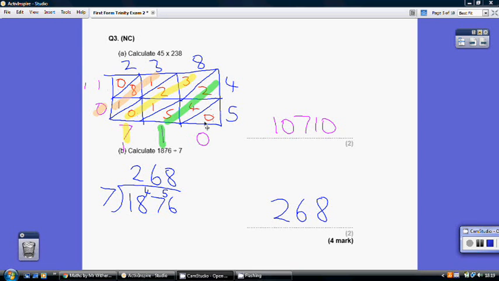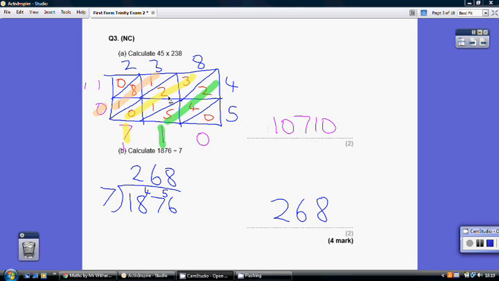So this column's just got the naught. 5 add 4 add 2 is 11, so that's 1 carry 1. Then 1 add 1 add 2 add 3 is 7. 8 add 1 is 9... 0 add the carried 1 gives us the 1. So our final answer is 10,710.